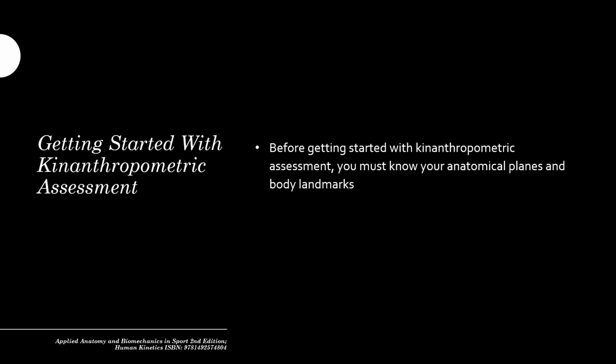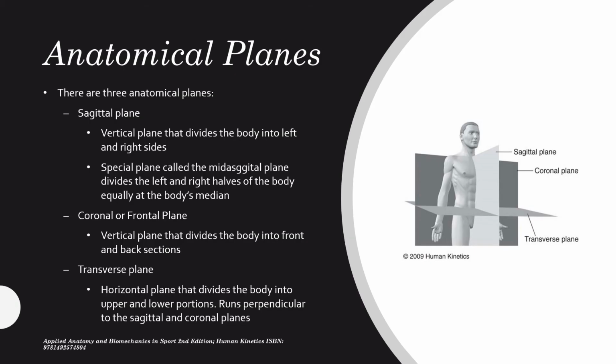Before you get started on doing these kinanthropometric assessments, you need to actually know your anatomical planes and your body landmarks. This is where your knowledge of anatomy comes in. The 3 main planes I need you to be aware of are the sagittal plane, the coronal or frontal plane, and your transverse plane. Your sagittal plane is a vertical plane that divides the body into left and right sides. There is also a specialized plane within the sagittal plane called the mid-sagittal plane or the median line.